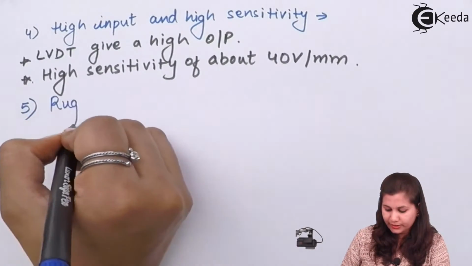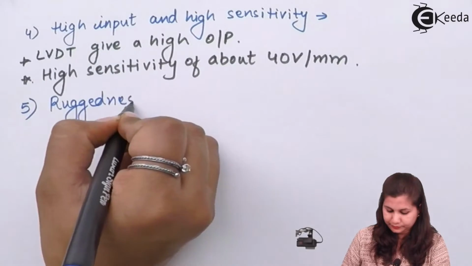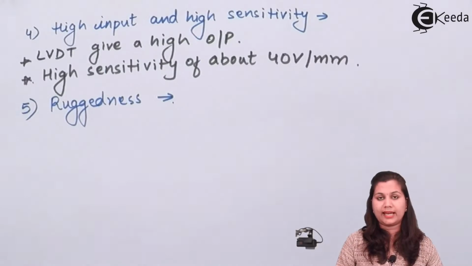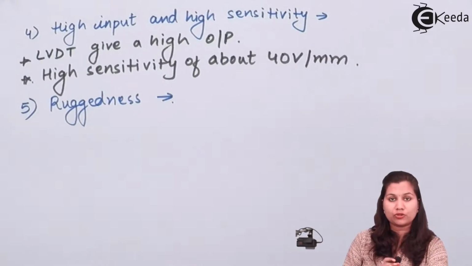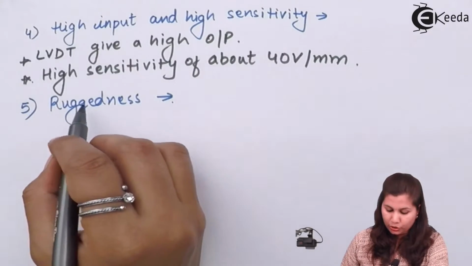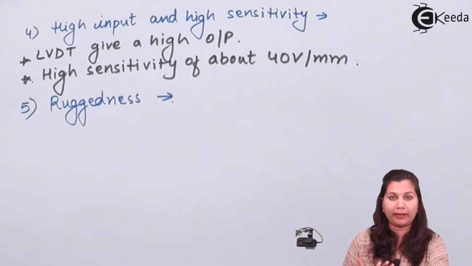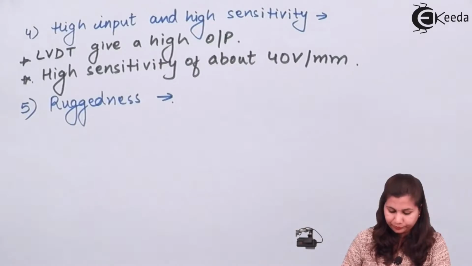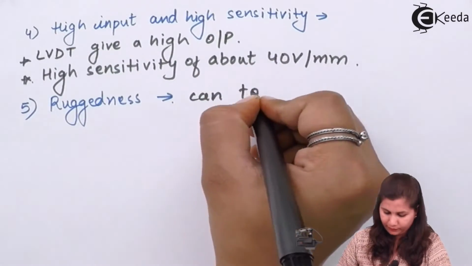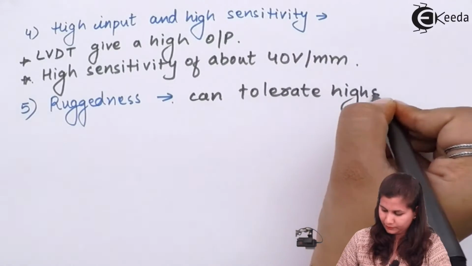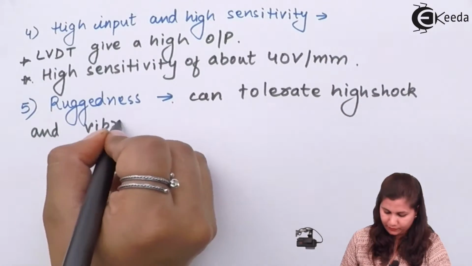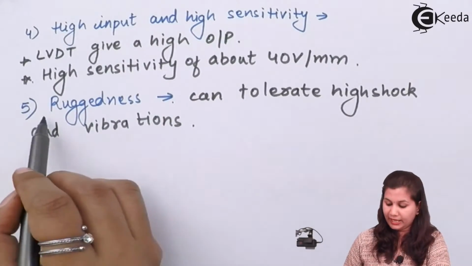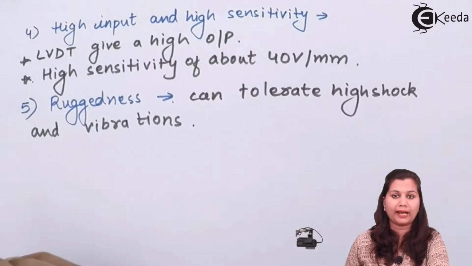Next advantage is rigidness. The transducer, the LVDT, can work in very stressful environments also. It can tolerate a high degree of shock and vibrations because it is sealed in an assembly. So this provides the LVDT a very high rigidness, so that it can tolerate the shock and vibrations.